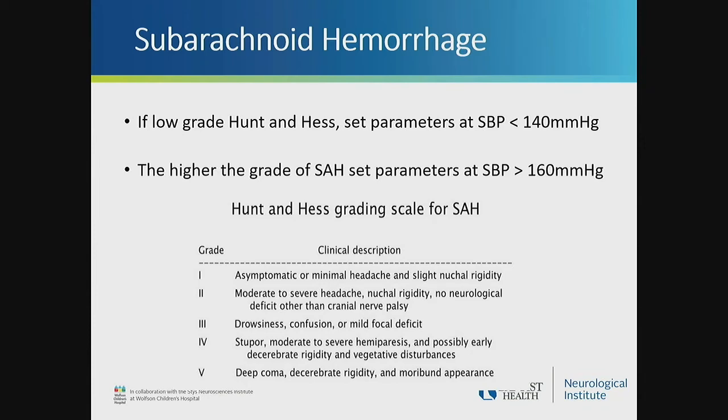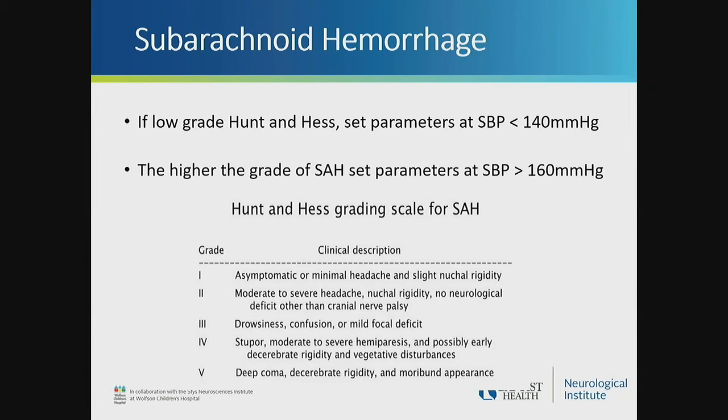So if you have a low-grade Hunt and Hess score, you're going to keep that blood pressure less than 140 because there's less chance that patient's going to have a really high ICP. Patients that have a higher grade subarachnoid hemorrhage and are sleepier, you're more concerned about the patient's ICP. So you want to set those blood pressure parameters just a little bit higher.